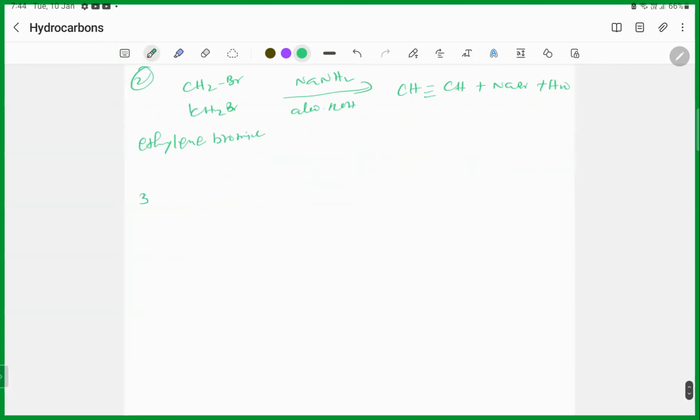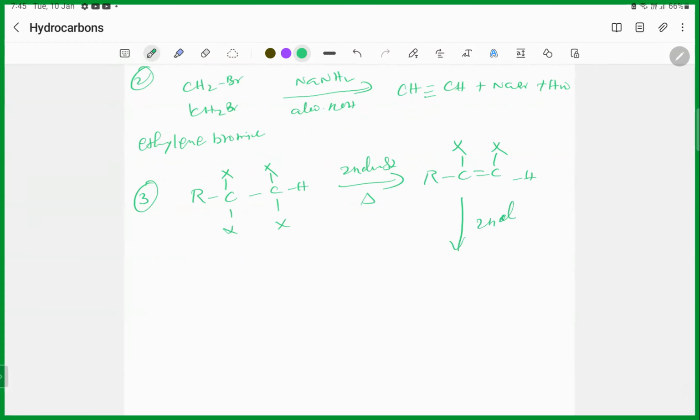And the next one, when you have tetrahaloalkanes which have the hydrogen, if you are using zinc dust and then heating, it will give RCX double bond CX hydrogen. Again, if you treat with zinc dust, the same thing, it will give R C triple bond C R. Here it is very important that the 4 halogen atoms should be in the vicinal position.